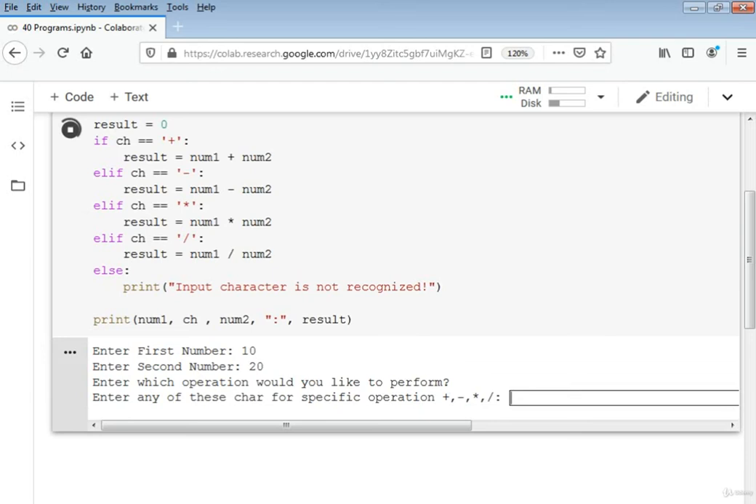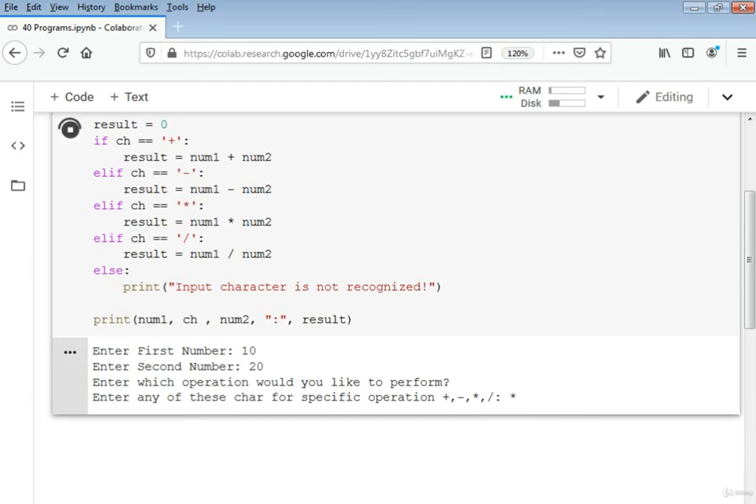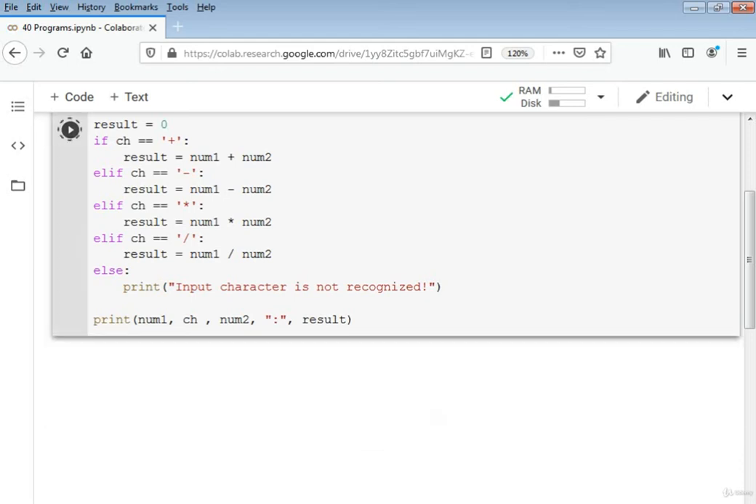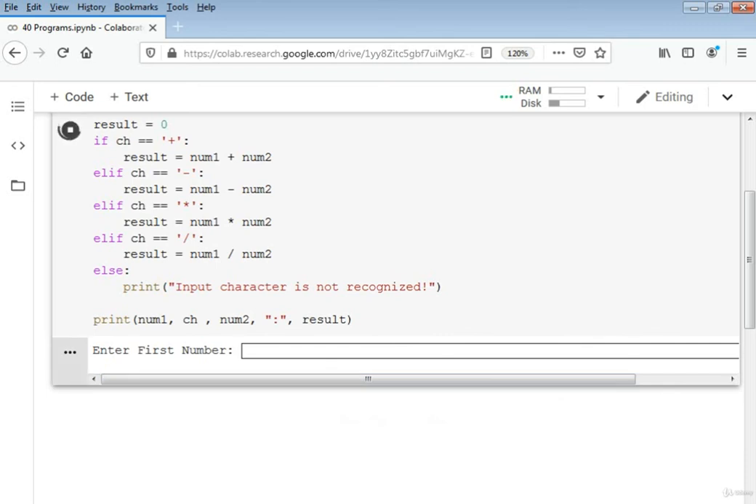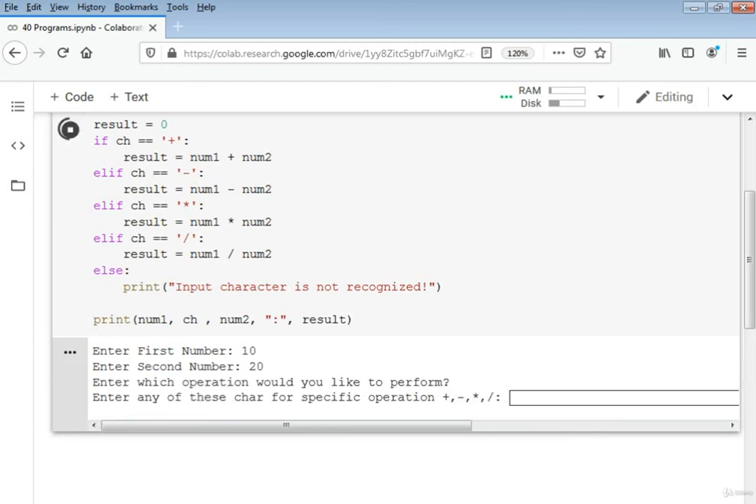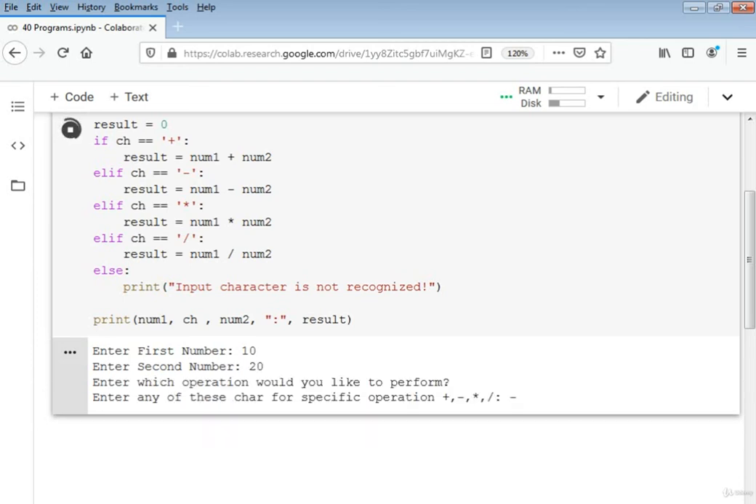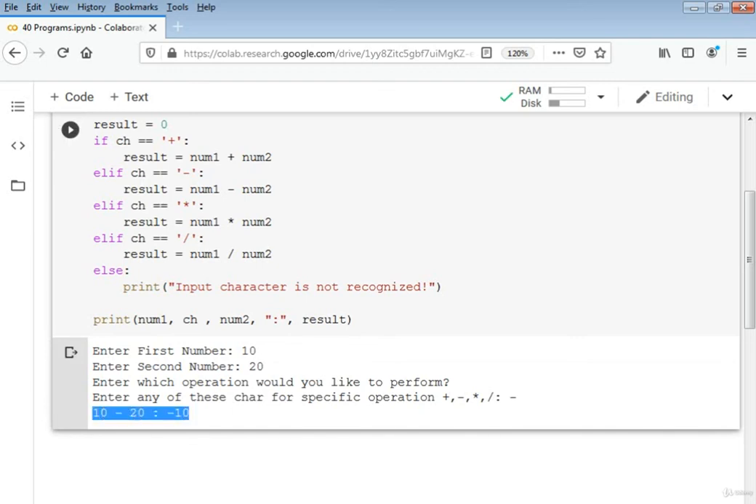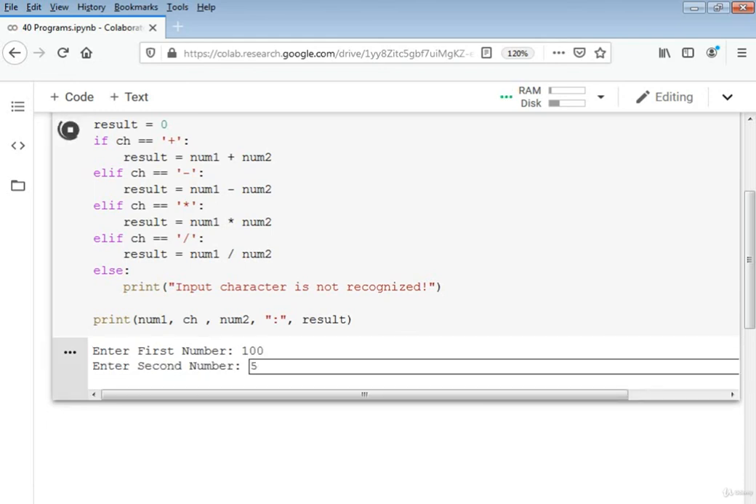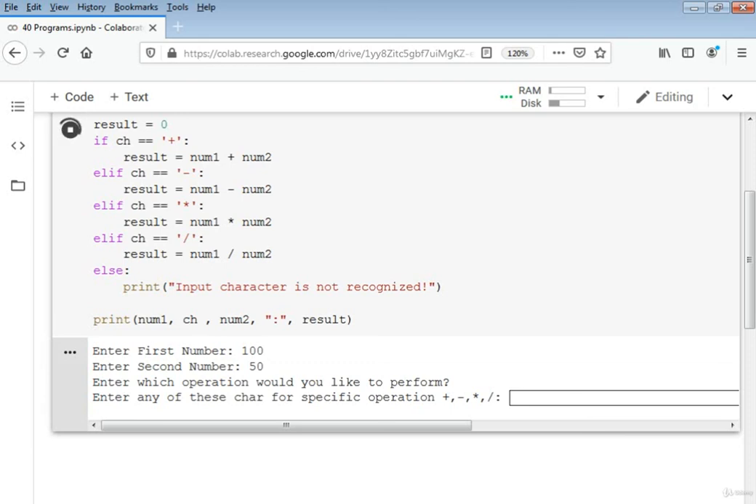So we will execute it again. First number 10, second number is 20, and we will now perform the operation of product, multiplication. You see here that 10 multiplied by 20 is equal to 200, and then finally we are going to subtract the numbers. First number is say 10, second number is 20. We are going to use the minus sign, and you see that the answer is equal to minus 10.